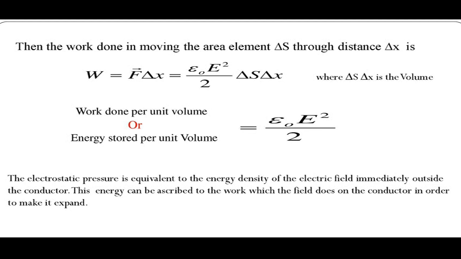Energy stored per unit volume is known as energy density. As you can see, this energy density, half epsilon naught E square, is the same as the pressure exerted by the conductor. So we can say that the electrostatic pressure is equivalent to the energy density of the electric field immediately outside the conductor. And where this energy goes, this energy can be ascribed to the work which the field does on the conductor in order to make it expand.